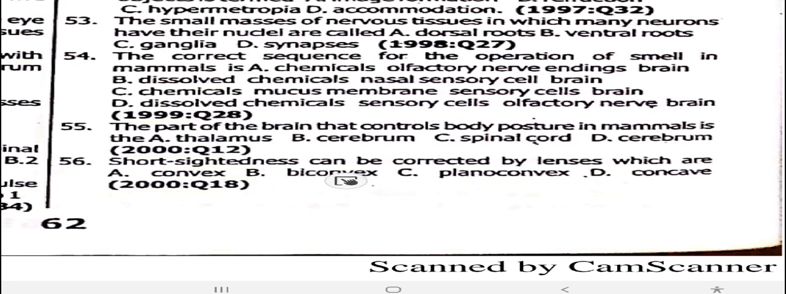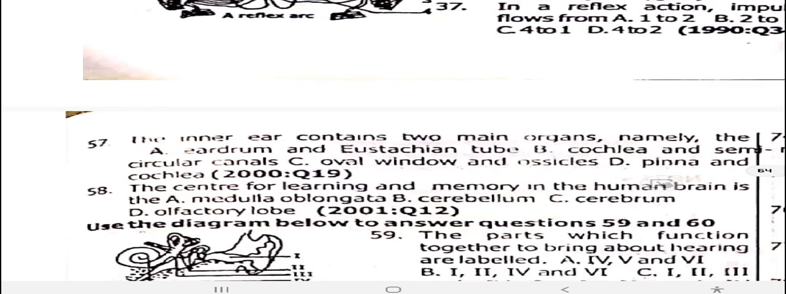Next, short-sightedness can be corrected with the use of, do not forget, option D, concave. Short-sightedness is corrected with the use of concave lenses, while long-sightedness is corrected with the use of convex lenses. Let's run. 57.